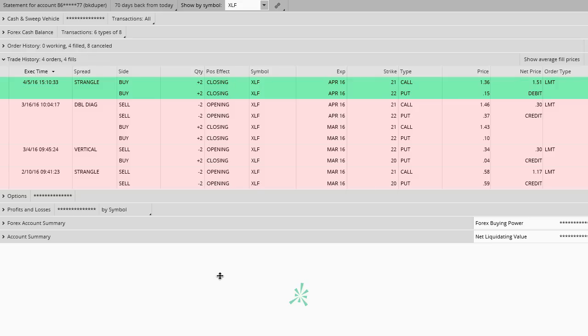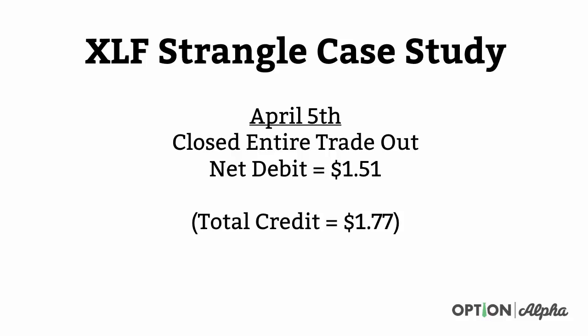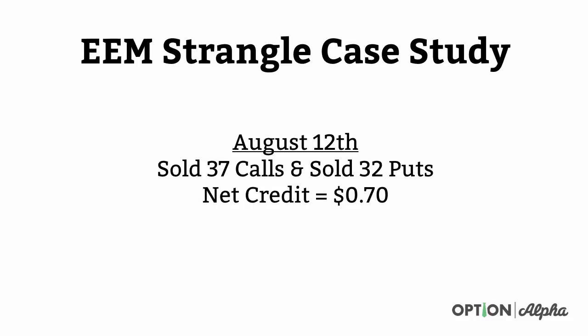So again, adjusted this trade from a total loser, going 100% against us, into a small winner. Next case study that we're going to look at here is EEM. This is another Strangle case study. Back in August, we went ahead and sold the 37 calls and the 32 puts. So a little bit wider spread than our XLF case study that we just went through.